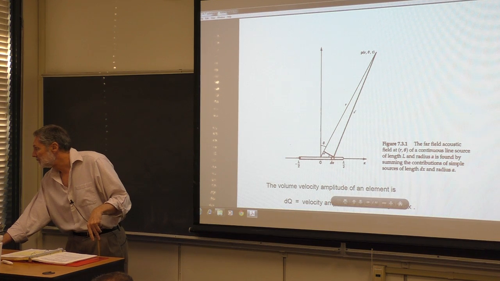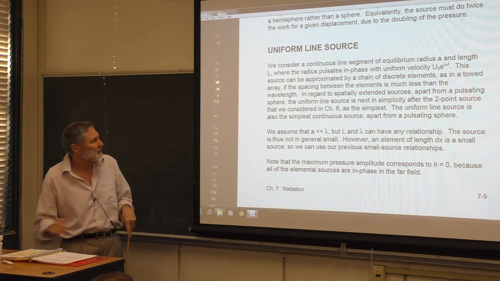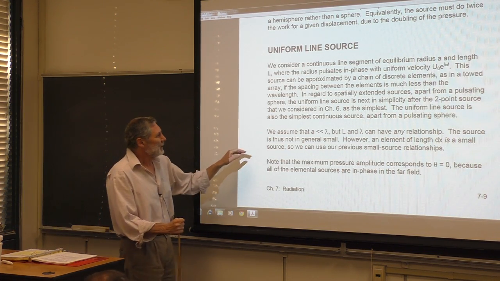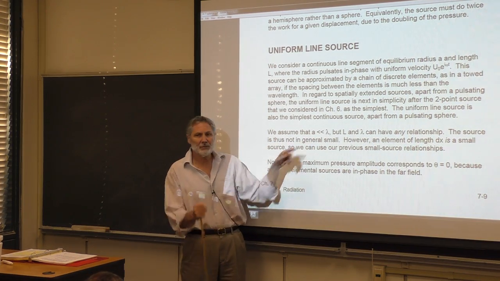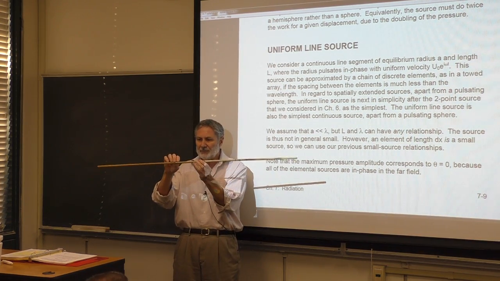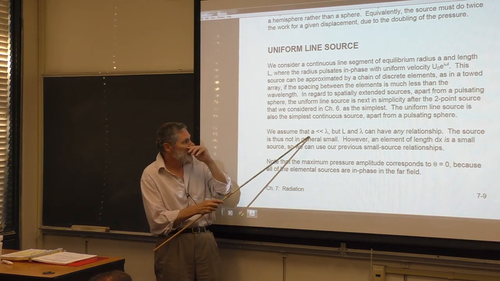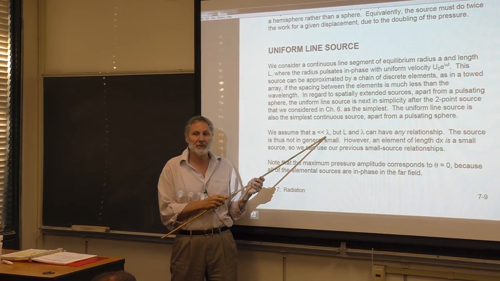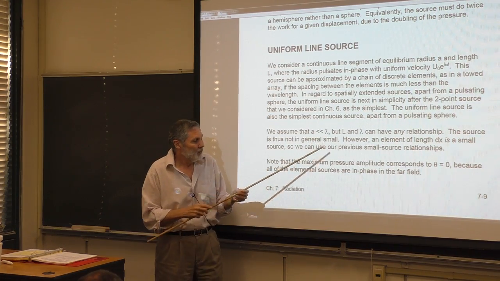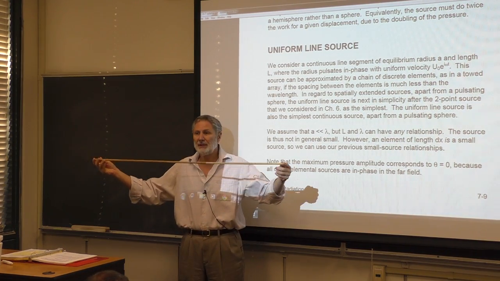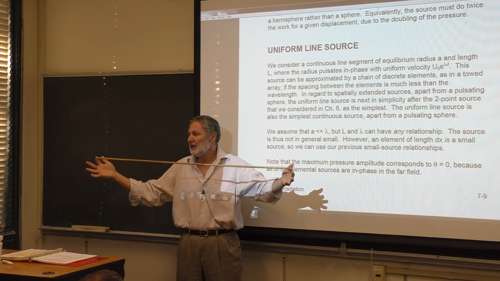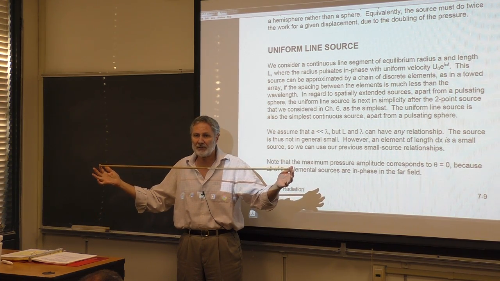Before we get to that, though, let me look at the notes here. Right. So this is the equilibrium radius of this rod here. We're going to assume that it's much smaller than a wavelength. Okay? We're not going to assume that the length is much less than the wavelength. If the length is much less than the wavelength, we're done.